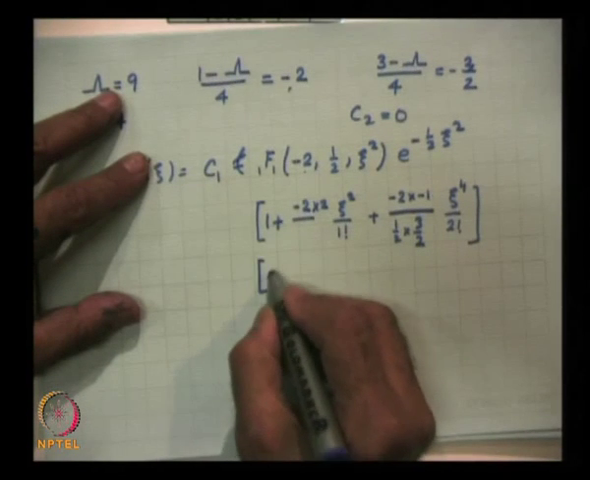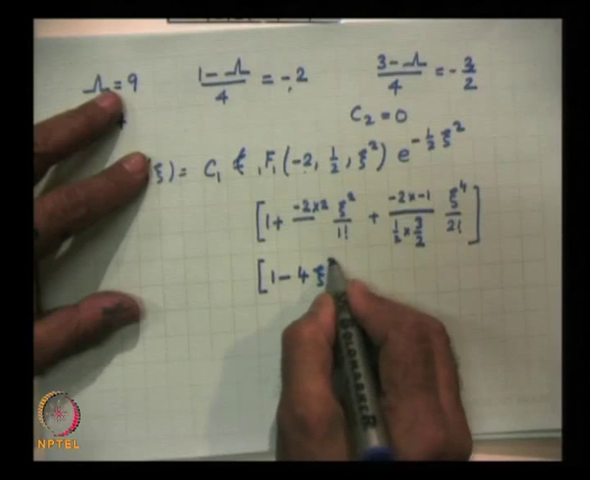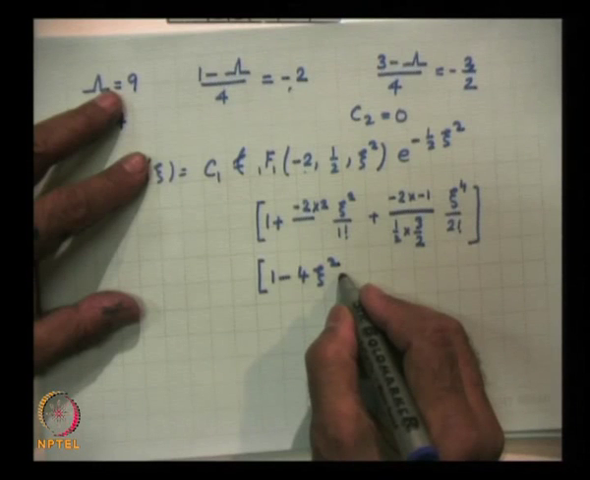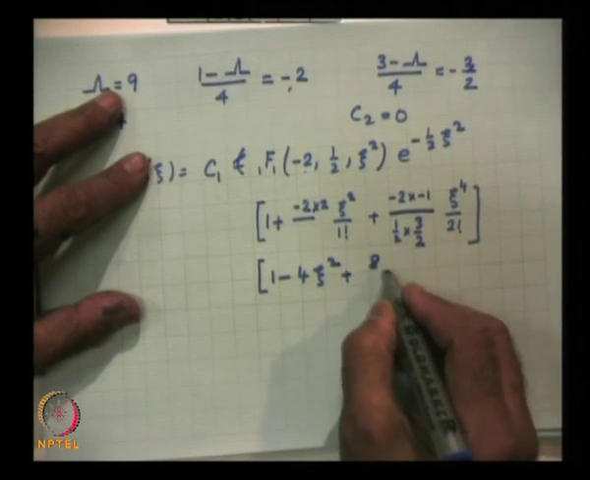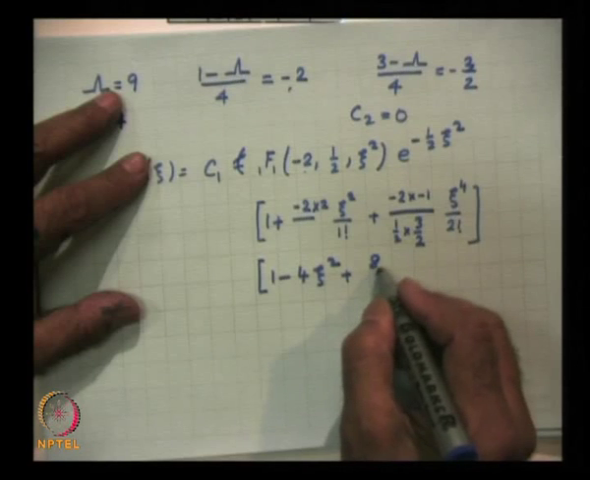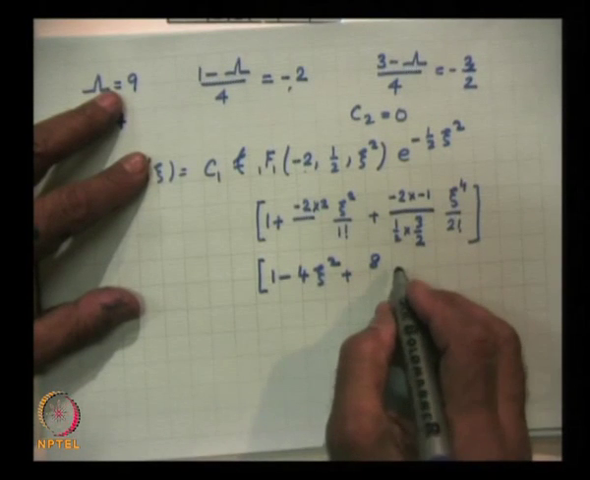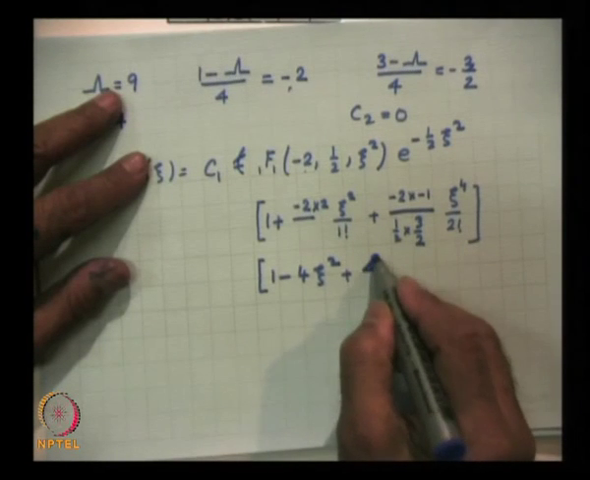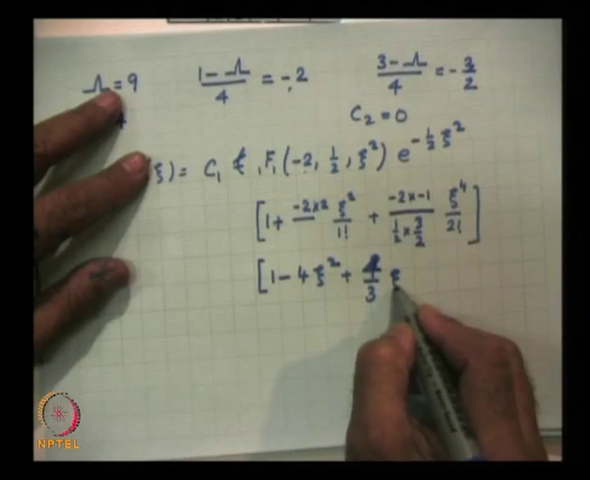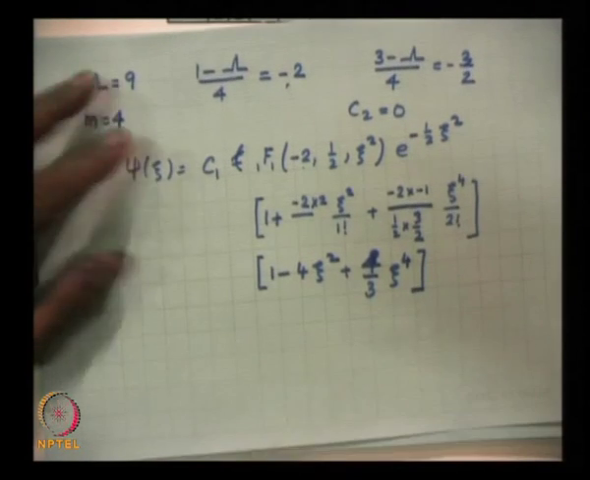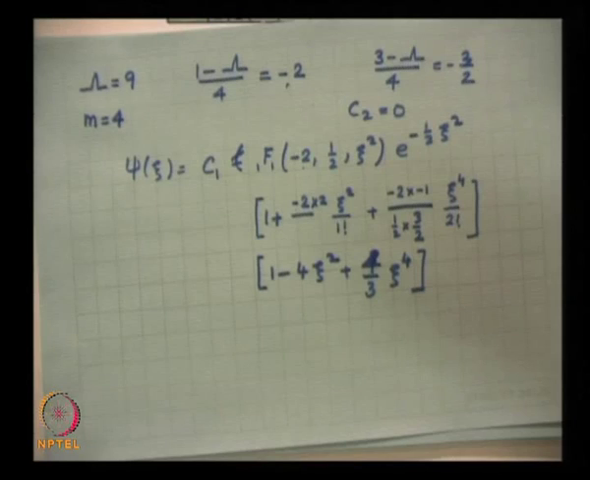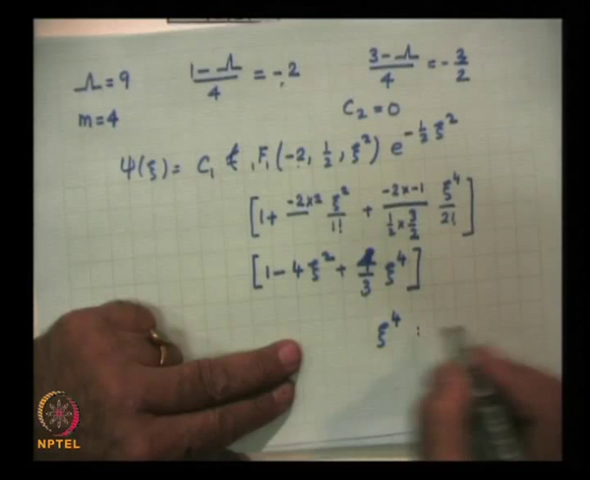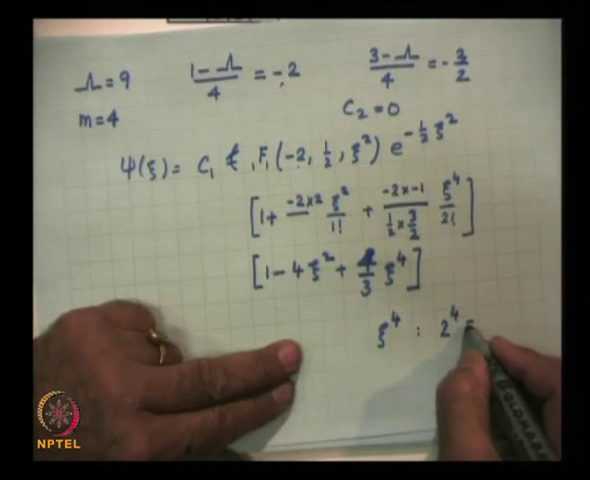So, you will have 1 minus 4 xi square plus 2 into 2 into 2, 8. I hope I have done it correctly. 8 by 3 divided by 2, that is 6, 2. So, this will become 4 by 3. You do have to do it patiently. 4 by 3 xi 4. Now, I want the coefficient of xi to the power of 4 to be 2 to the power of 4 equal to 16.